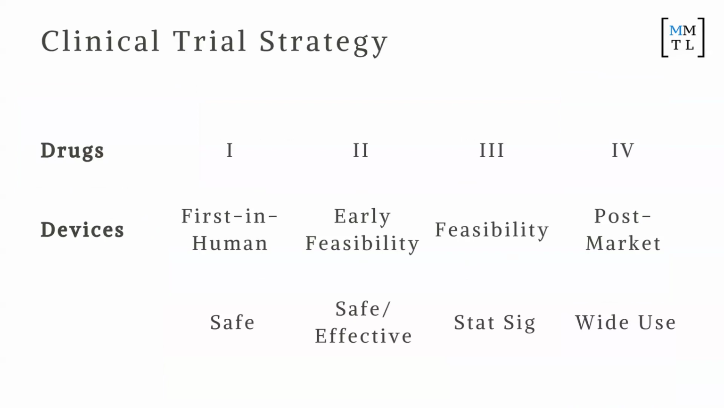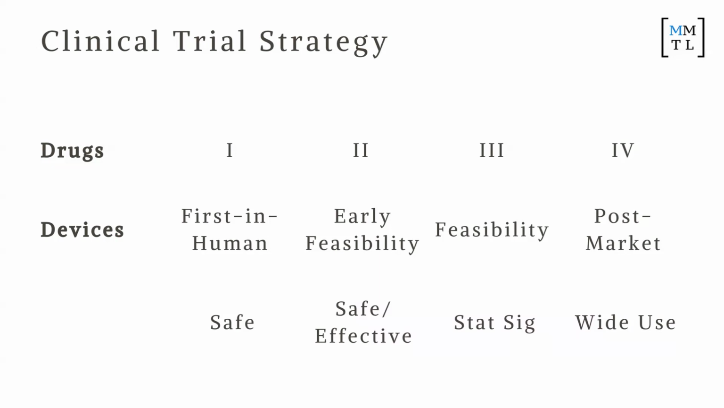All right, now, clinical trial strategy. A brief note on clinical trial strategy, so you're familiar with the terminology. Drugs have 4 phases: 1, 2, 3, and 4. Devices also have 4 phases, but they're not numbered, they're named. 1 corresponds to first in human, 2 corresponds to early feasibility, 3 corresponds to feasibility, and 4 corresponds to post-market.